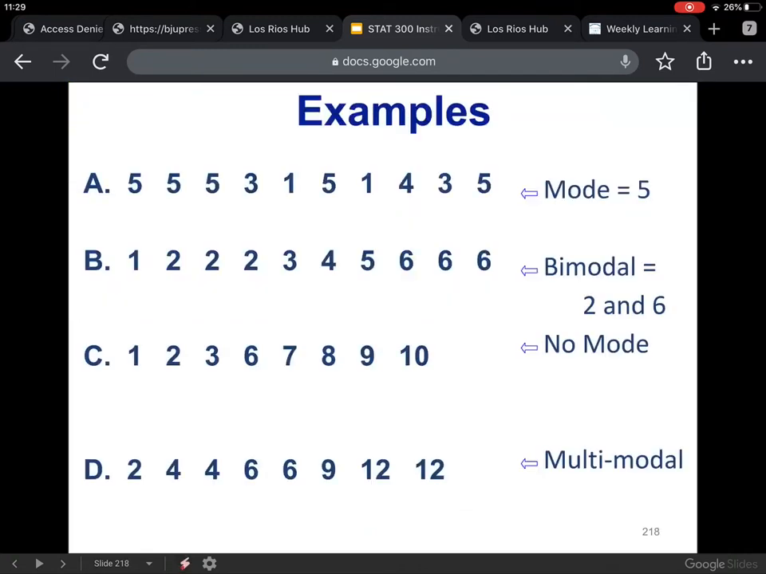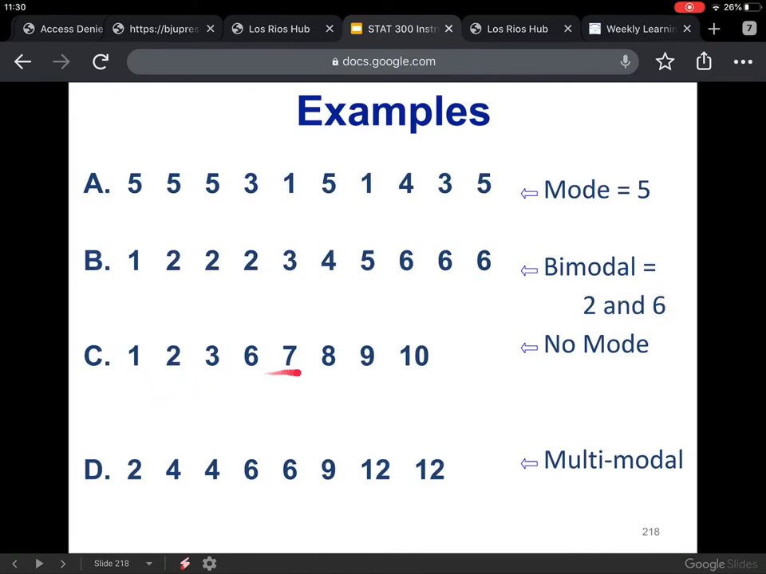So the very first one, what is the mode? The mode is 5. Most frequently occurring number in the data set was 5, so that's the mode. In this example here, notice that 2 shows up 3 times and 6 shows up 3 times. So this would be considered bimodal, where our modes would be 2 and 6.